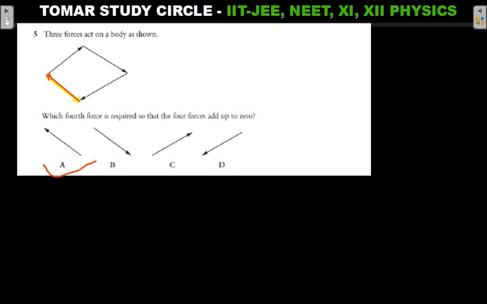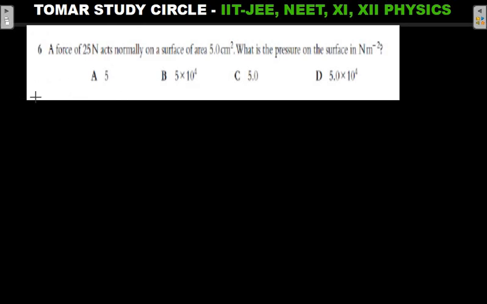Okay. The next question is here. A force of 25 Newton acts normally on a surface area of 5.0 centimeters square. What is the pressure on the surface in Newton per meter square? We are measuring the surface area by using an instrument which has the least count of 0.1 centimeter. We have to start the solution of this question.